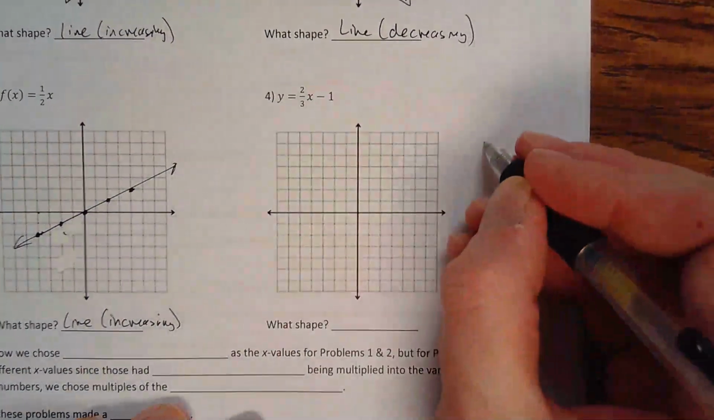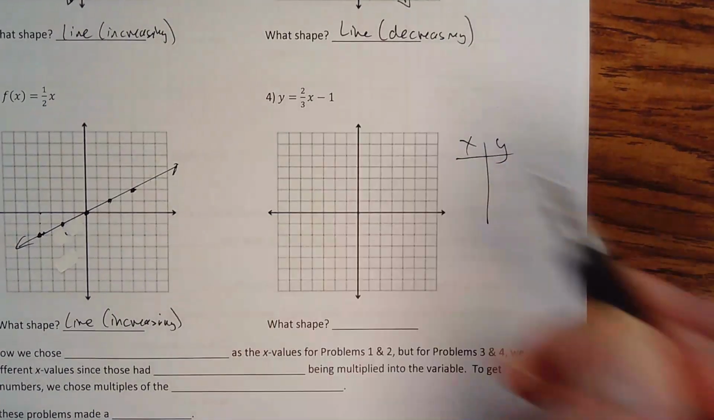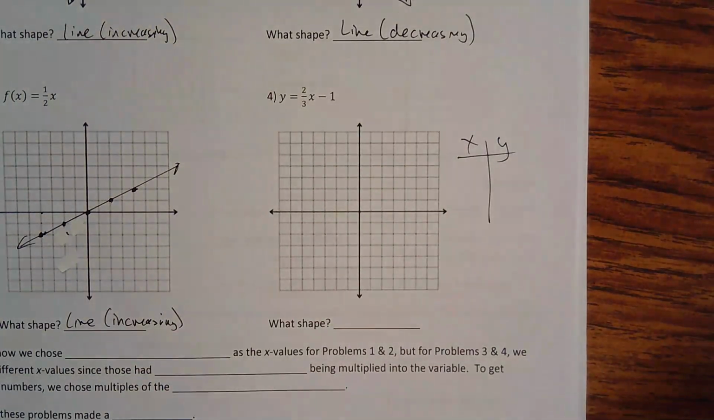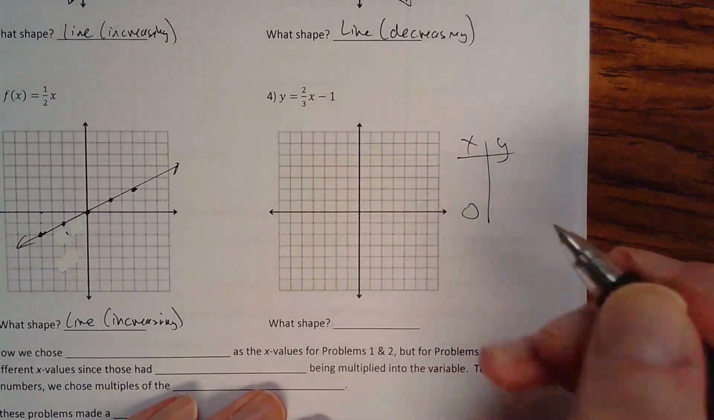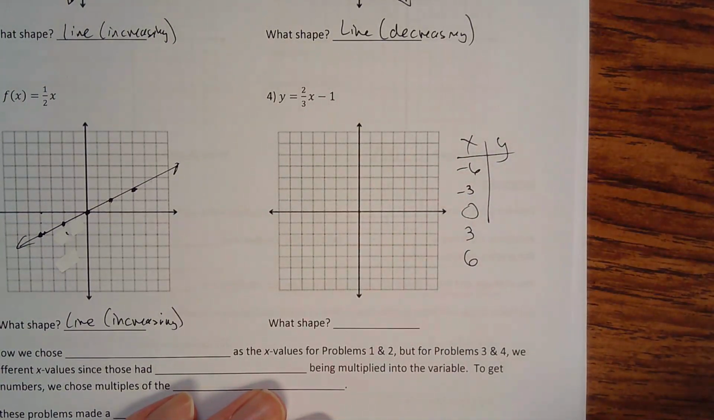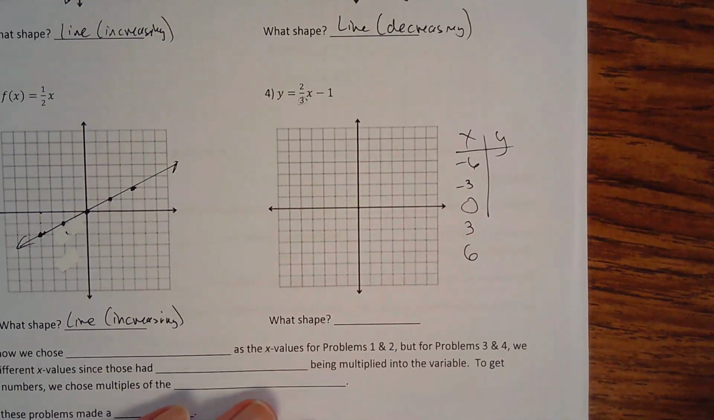Over here, when I'm picking my x values, at some point you have to divide by 3. So if you're going to double it and then divide by 3, numbers that are easily divided by 3 are multiples of 3. So I'll start with 0, and then negative 3, negative 6, and then 3 and 6. So use multiples of 3 because there's a 3 on the bottom. That's going to make it a lot easier to calculate these.